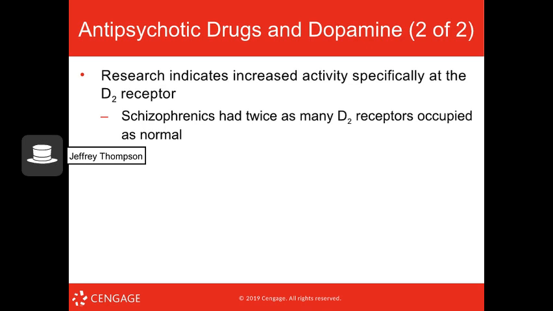So research does indicate more activity specifically at the D2 receptor. Interestingly enough, schizophrenics have twice as many D2 receptors occupied as normal. So they have two D2 receptors.